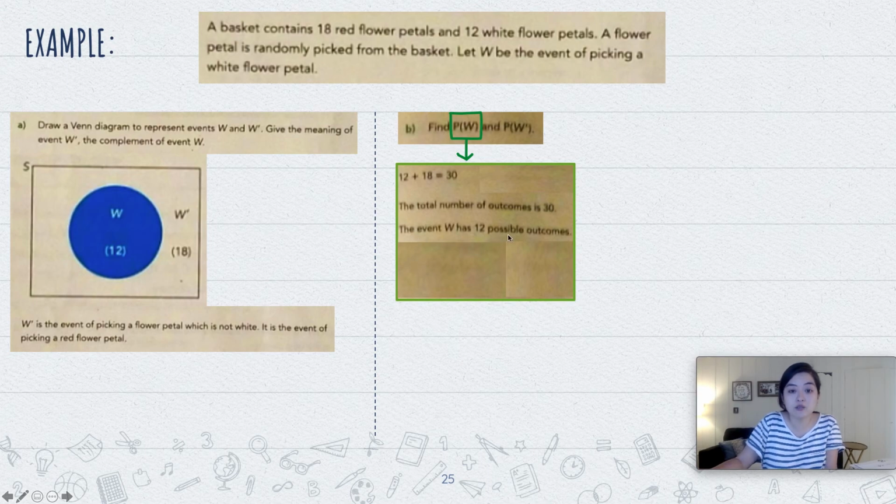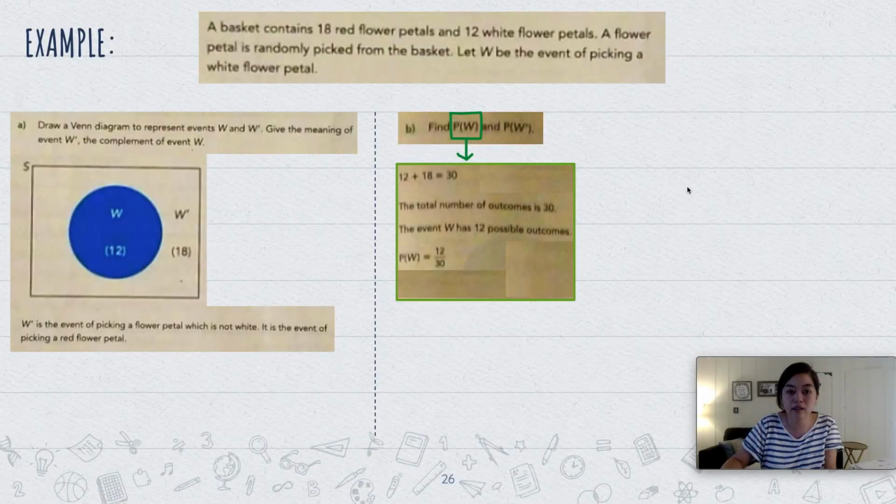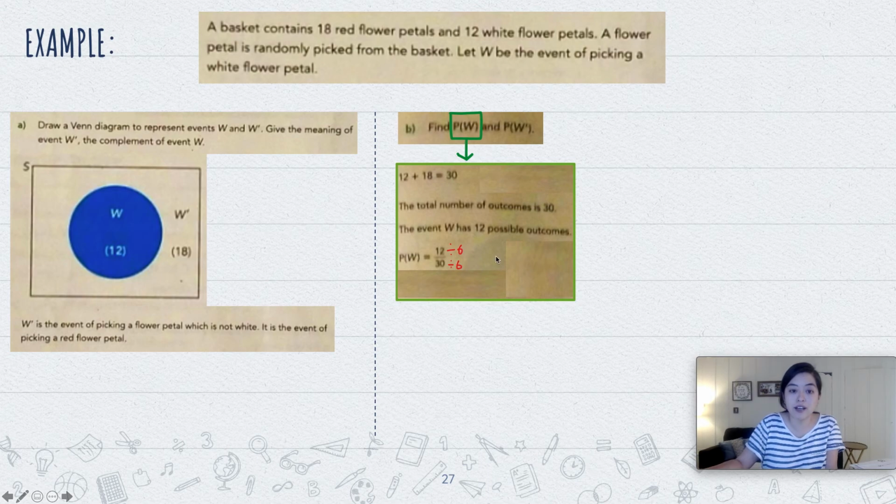Now the event W has 12 possible outcomes, right? As we can see from our picture here, and also from the information that was given. So the probability of event W is the number of favorable outcomes for event W over the total number of equally possible outcomes, which is 30. Then let's simplify by finding a common factor of 6 and dividing it, and we get 2/5, or you can say 2 out of 5. So we found the probability of event W.